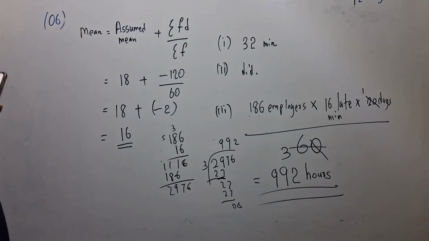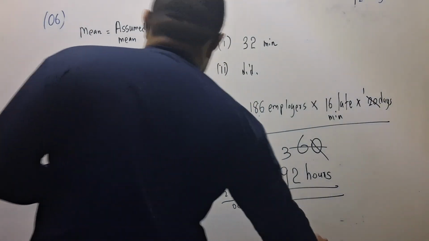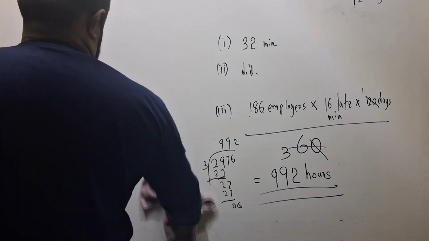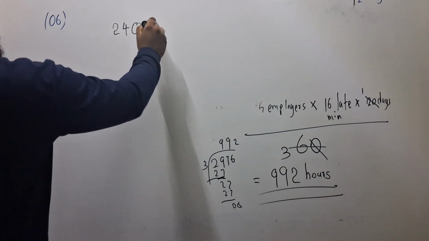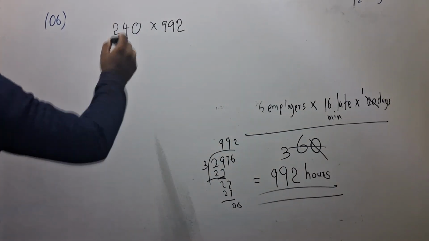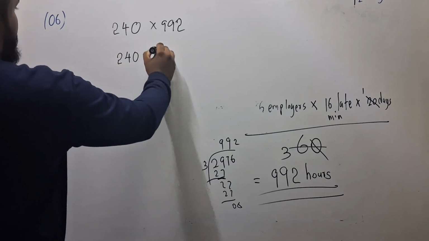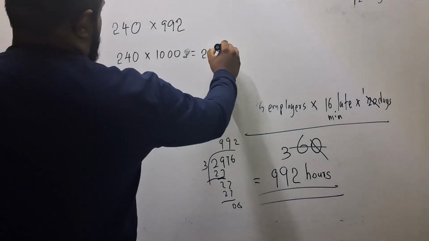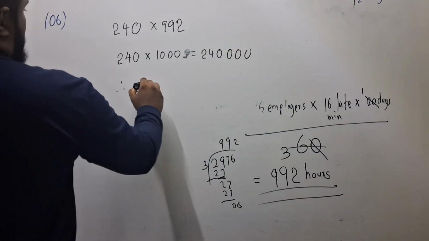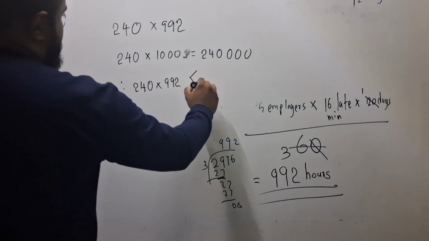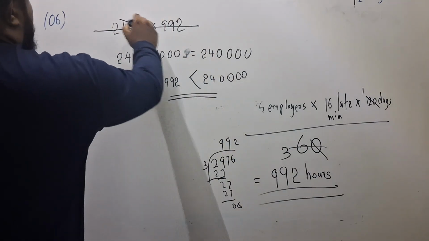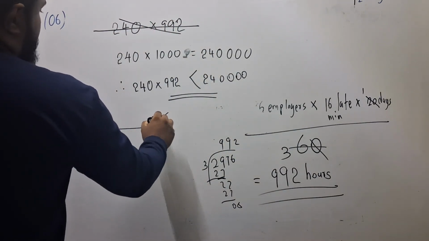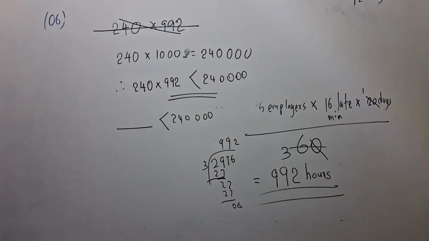Then, if the company pays 240 per hour for an employee, show that the amount lost by those employees does not exceed 240,000. When doing this, you may think you have to multiply 240 by 992. Actually, that's not the way. You just do like this. 240 into 1000 is 240,000. Therefore, 240 into 992 is less than 240,000. Do this easy method. Don't try to multiply and get the value and then show that it is less than 240,000. It's time wasting. Okay, be smart.